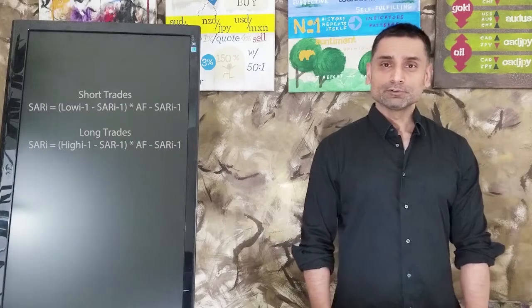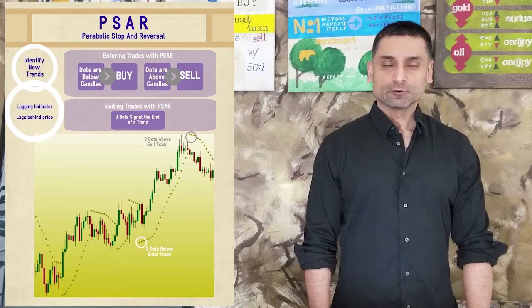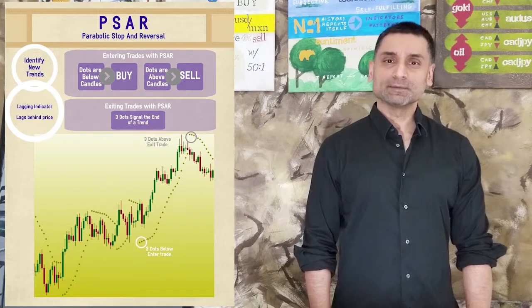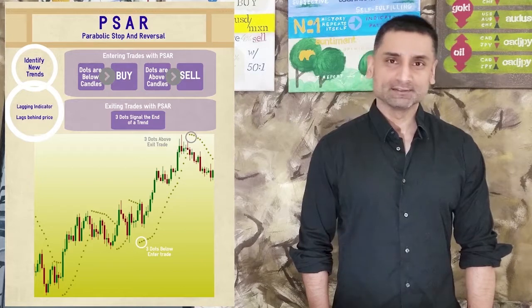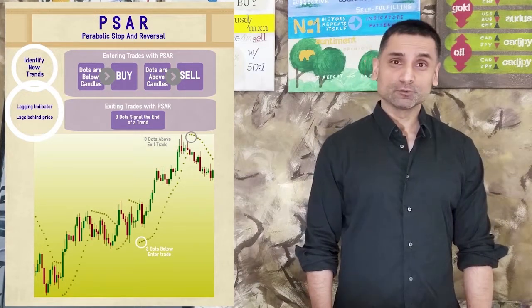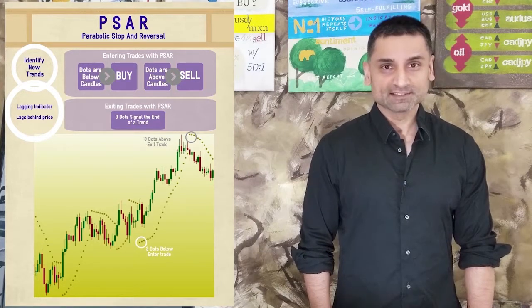A lot of people use the PSAR dots as stop losses for their trend trades. How this works is when the price comes back to the dot, then you close your trade. So every new candle, you'll move up your stop loss, adjusting it to where the new dot is.